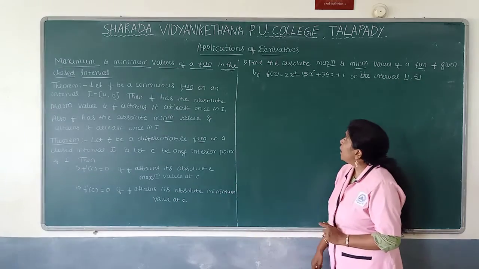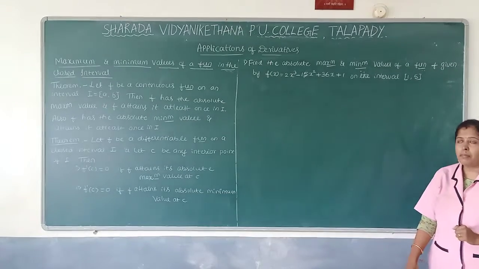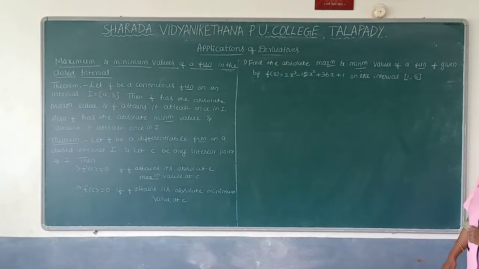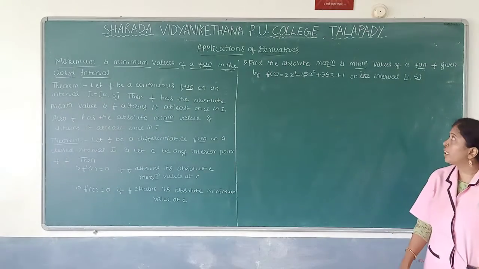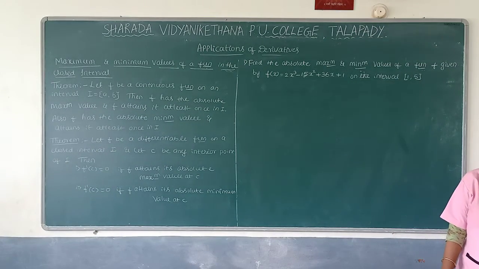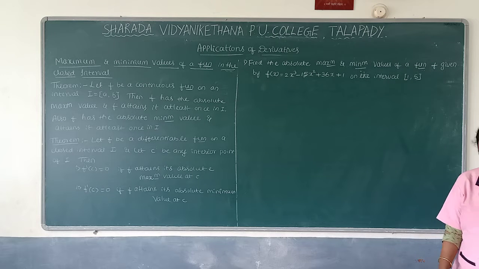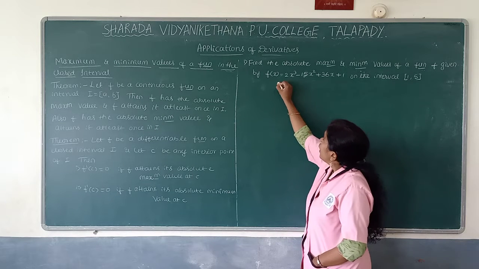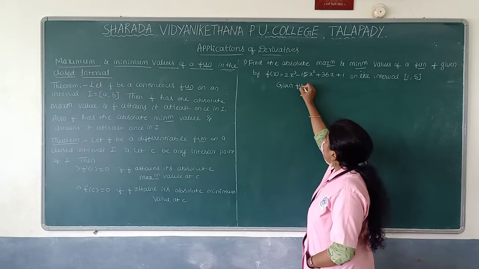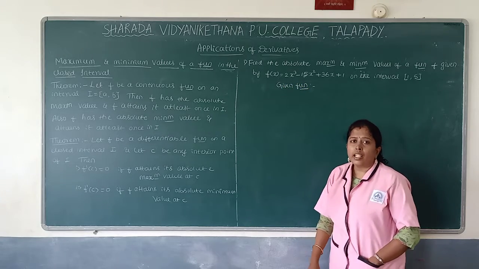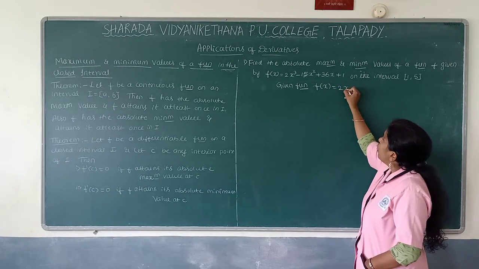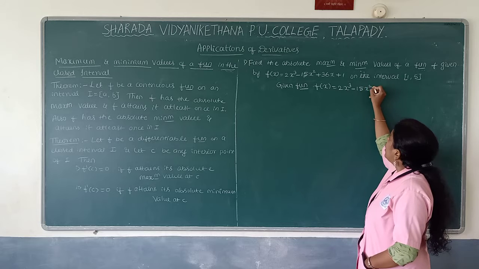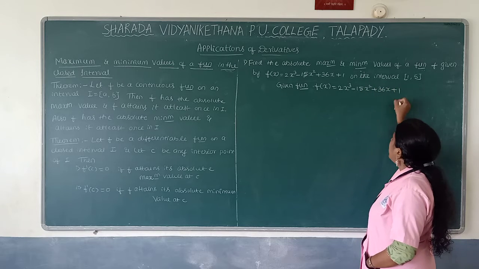Now, one problem is there: how to find the absolute maximum and absolute minimum values of the function f given by f of x is equal to 2x cube minus 15x square plus 36x plus 1, on the interval [1, 5]. Particularly, it is given as a closed interval 1, 5. See, given a function, we know how to calculate its critical points. So the given function f of x is 2x cube minus 15x square plus 36x plus 1.